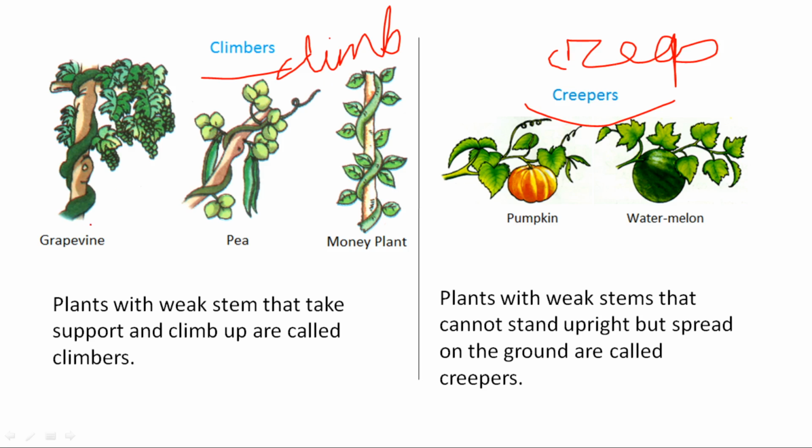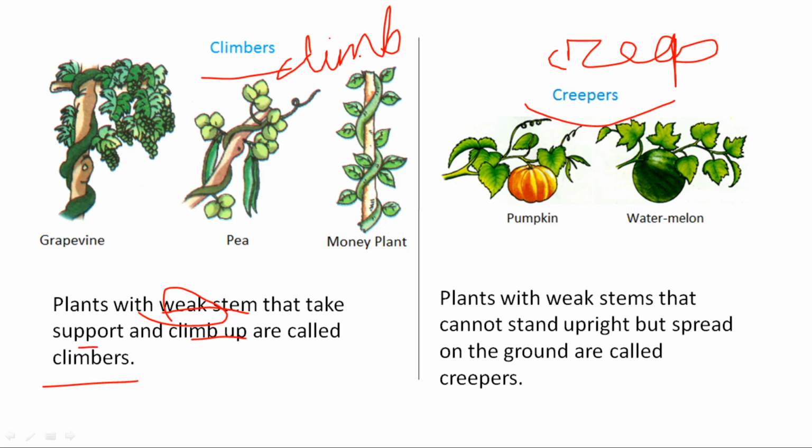So first we'll see climbers. Climbers means what? Plants with a weak stem. Plants that have a weak stem and take support to climb up are called climbers. Weak means dur­bal. So the stem is weak. That's why it is taking support.